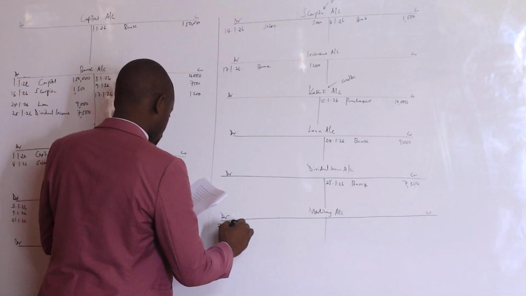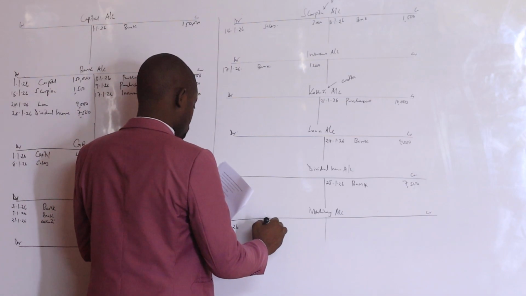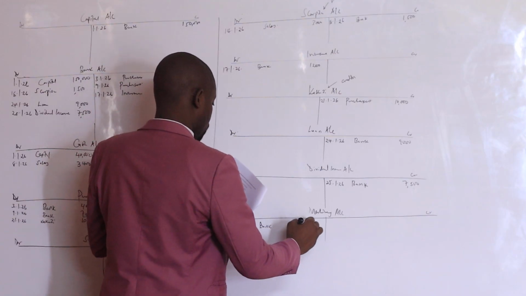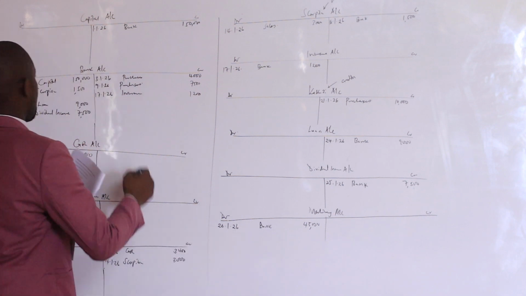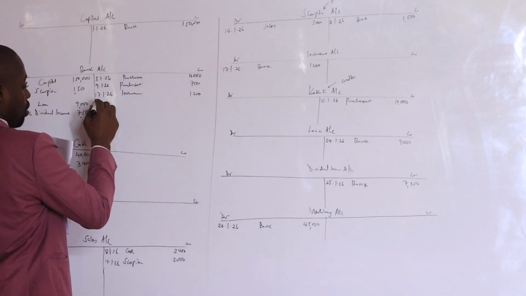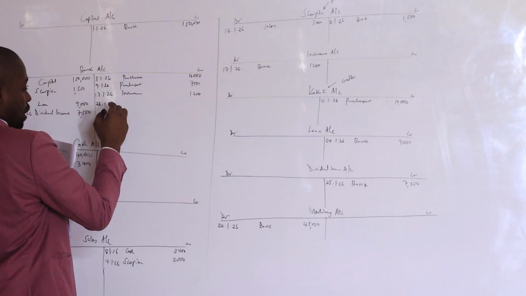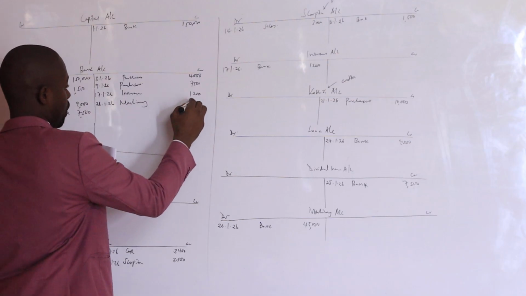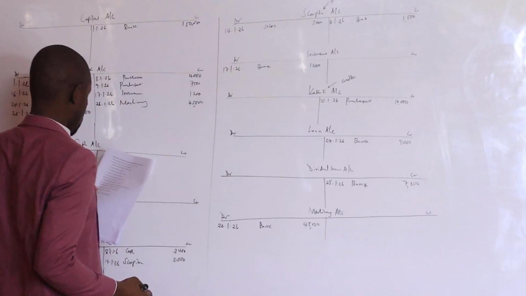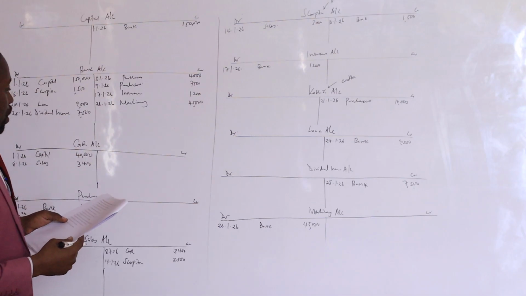26 January 2026. That's bank. And the worth is 45,000. We debit here. And bank, they credit on 26th of January 2026. That is machinery, 45,000. Then lastly, paid salaries.